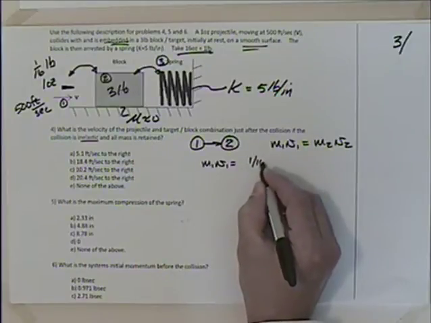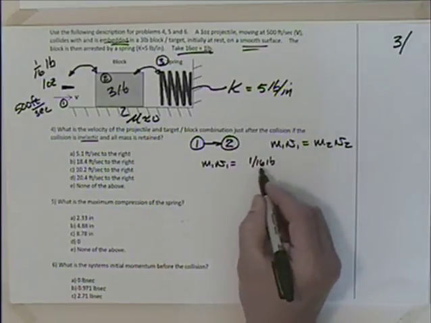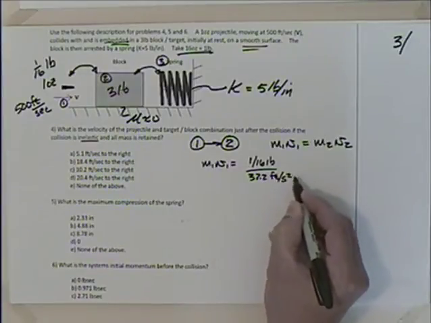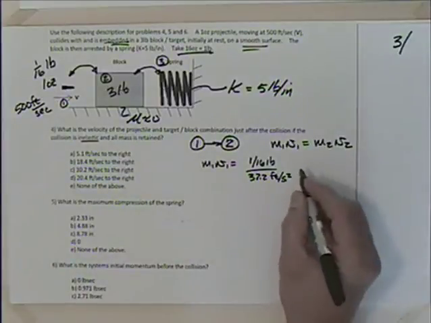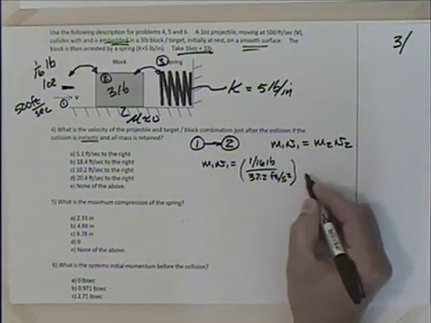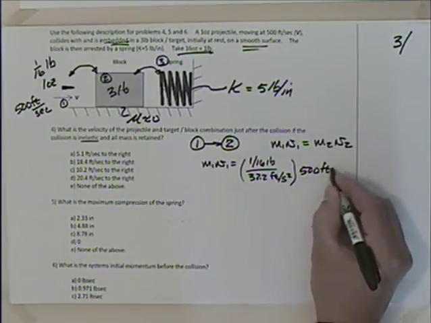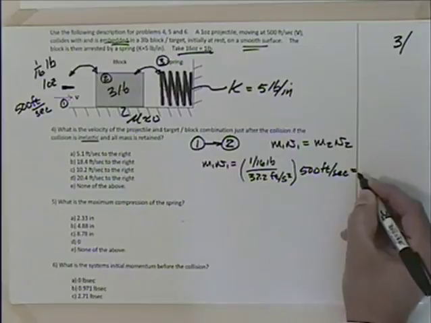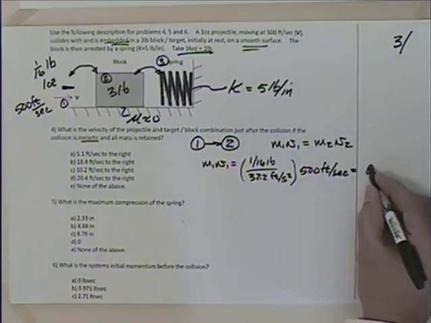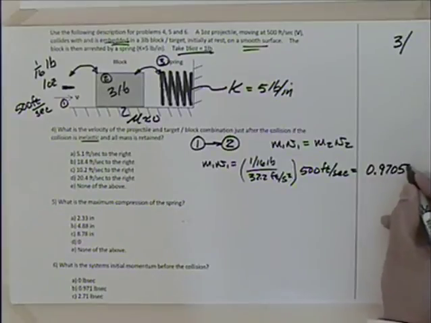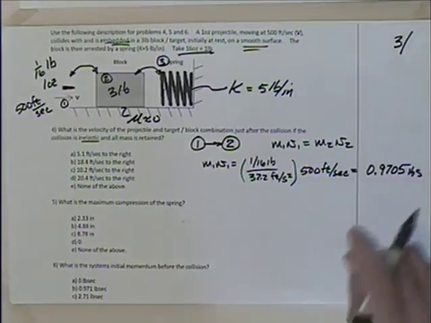1/16 of a pound, and then I'm going to have to divide that by 32.2 feet per second squared. So I have to be real careful with my units, get that ounces turned to pound. That would be the mass. How fast is that going? 500 feet per second. And when you hammer this out, we get 0.9705 pound seconds. Okay.